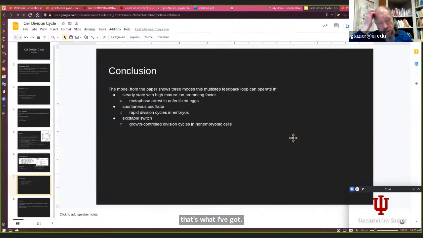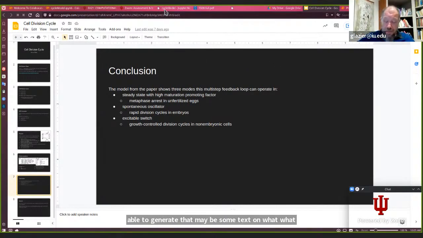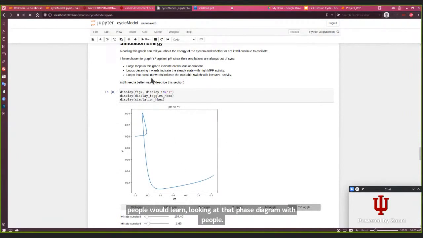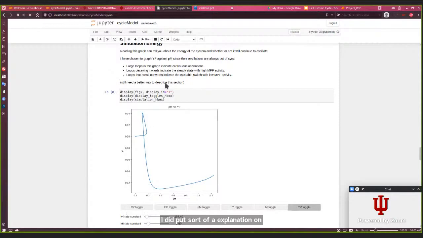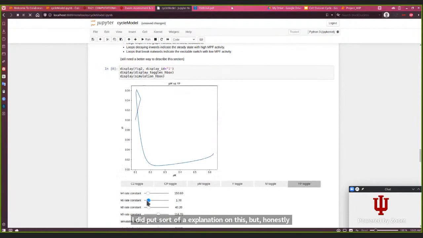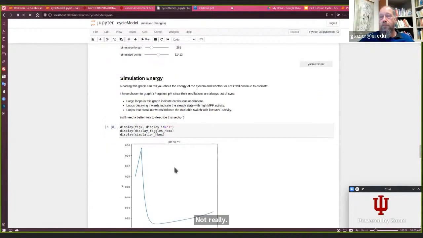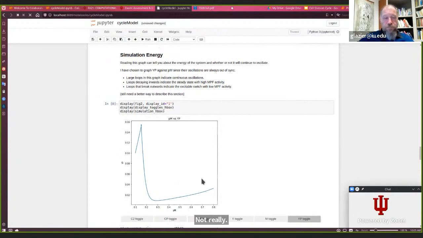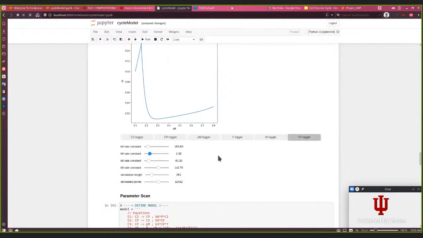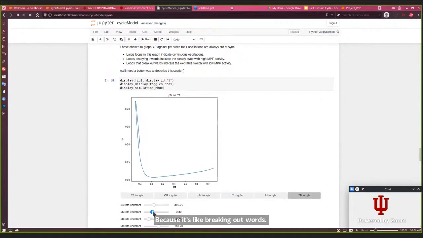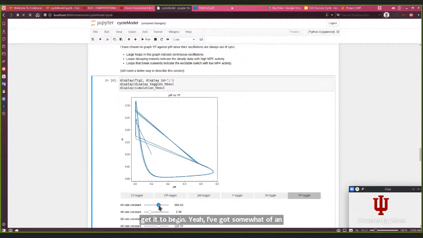So that phase diagram is a nice touch, being able to generate that. Maybe some text on what people would learn from looking at that phase diagram would be helpful. Right. I did put an explanation on this, but I could probably do some more research on these phase diagrams too, because I've not really worked with them before. In this graph, I can tell that this is the excitable switch with low MPF activity because it's breaking outwards. And then if I can get it to loop again, but yeah, I've got somewhat of an explanation there, but I could probably put some more detail there.